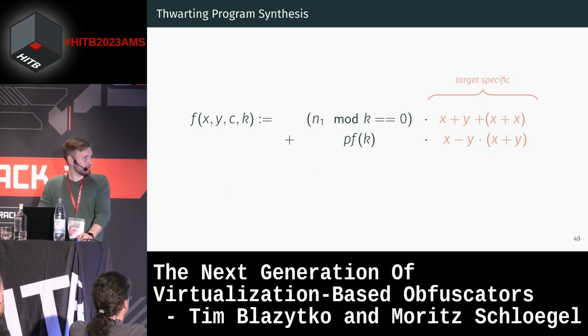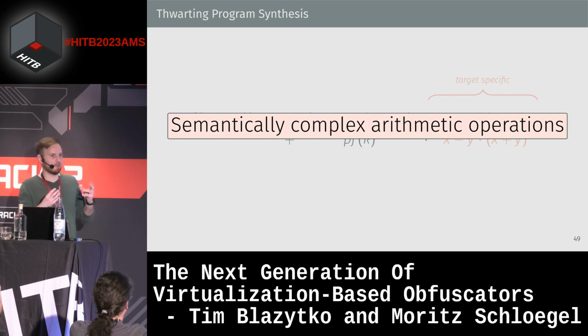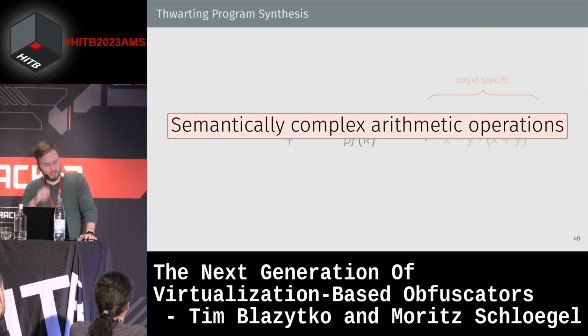Now what this leads to are semantically complex arithmetic operations. And this complexity helps us because synthesis is excellent at coming up with very short expressions. However, the more complex the expression becomes, the more rapidly the success rate of synthesis drops. And if your expression is complex enough, synthesis can't cope with that.